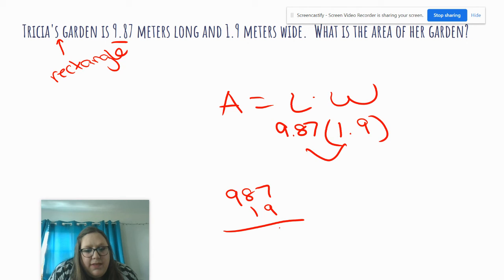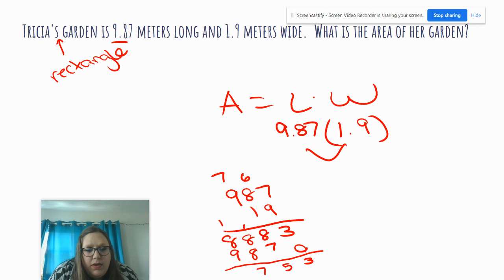9 times 7 is 63. 9 times 8 is 72, plus 6 is 78. 9 times 9 is 81, plus 7 would be 88. Add your 0. 1 times 7 is 7. 1 times 8 is 8. 1 times 9 is 9. 3 and 0 is 3. 8 and 7 is 15. 6 plus 1 is 7. 8 and 9 is 17, plus 1 would be 18.